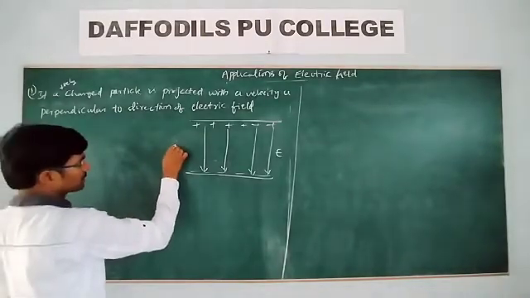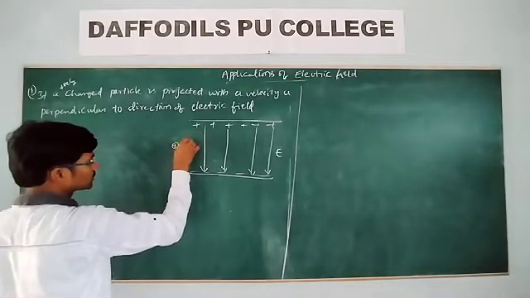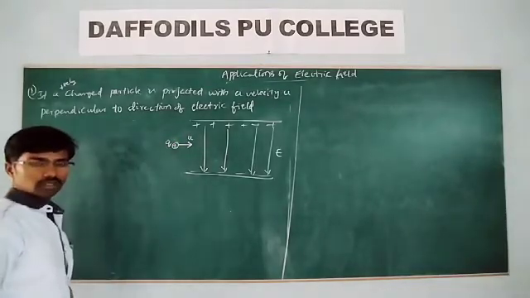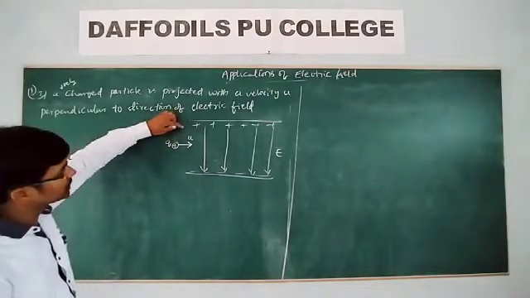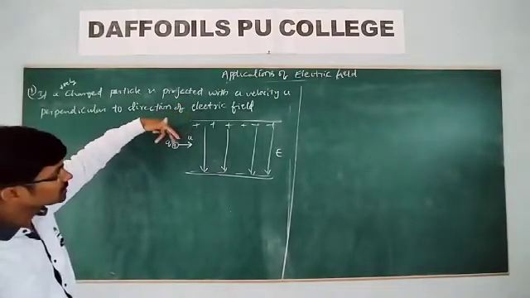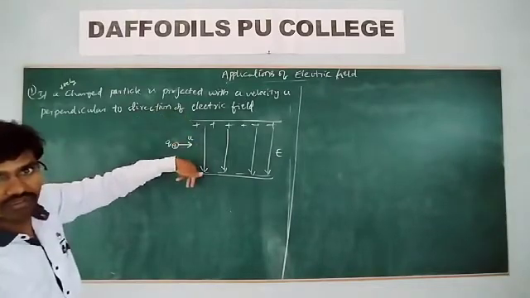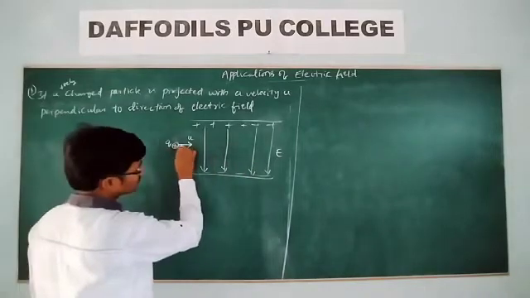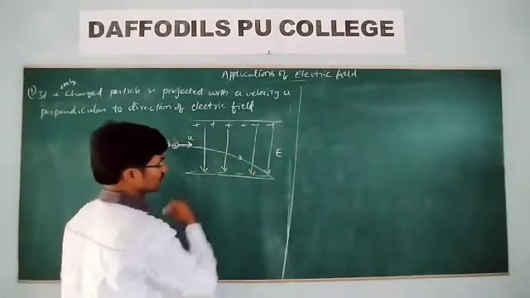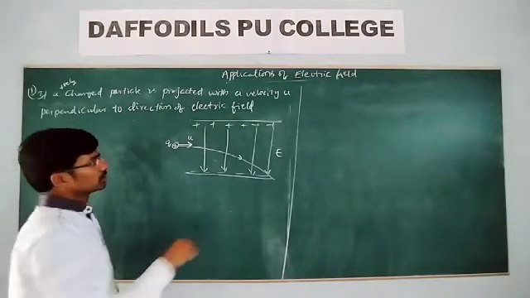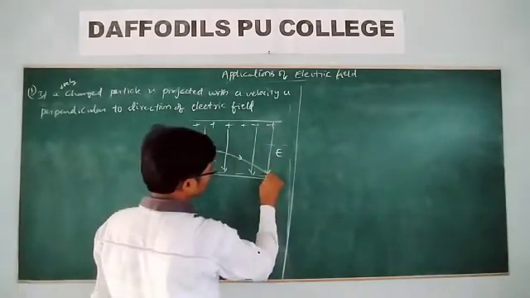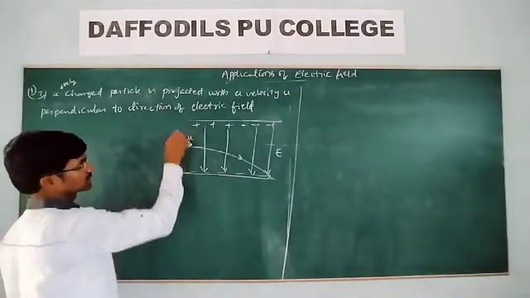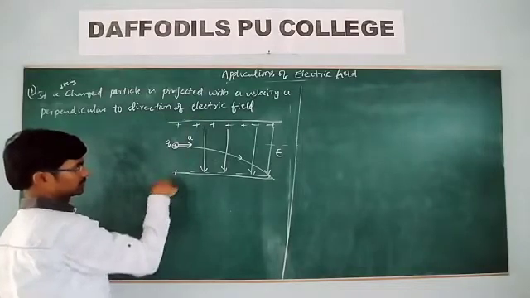A charged particle, let me take it as positive, is projected with a velocity u with charge q. So what will happen? As it is a positively charged particle, it will be repelled. That means the force is acting in the direction of the electric field, so it follows a path like this. Let me calculate the distance traveled along the y-axis and along the x-axis.